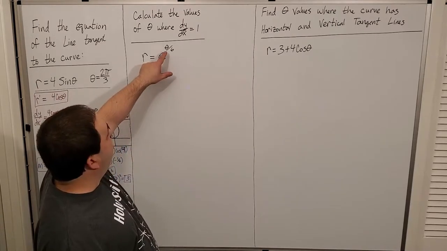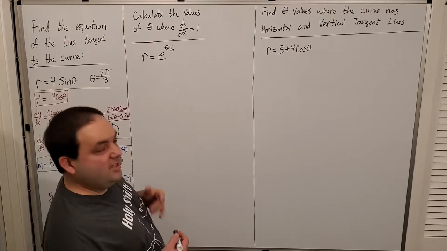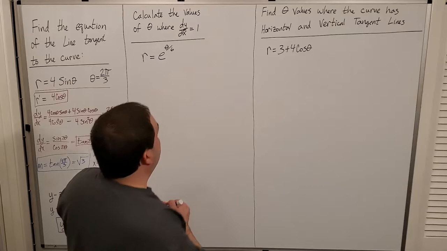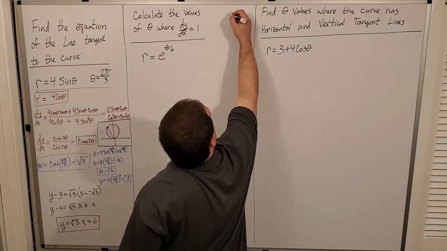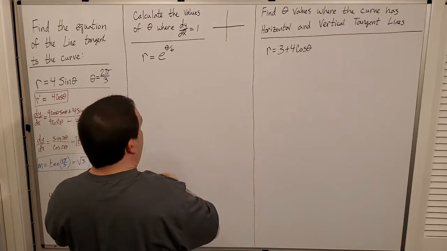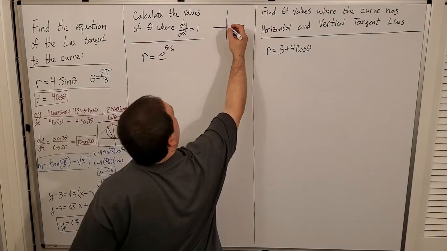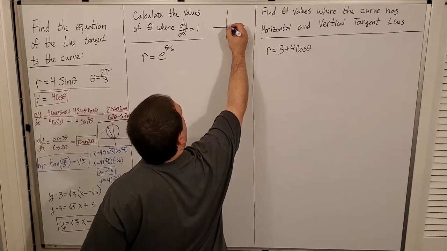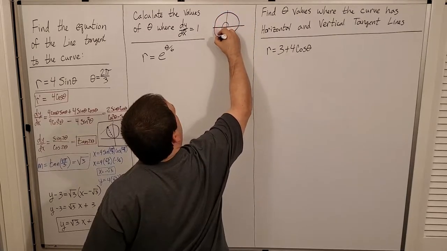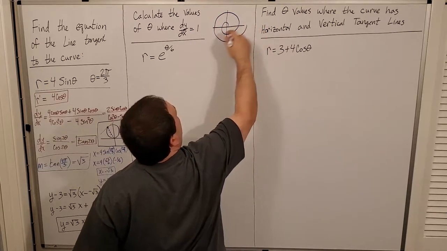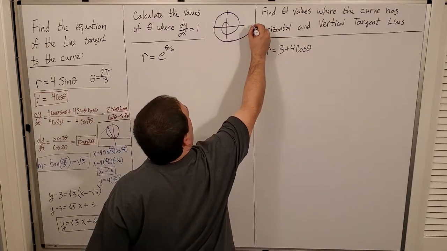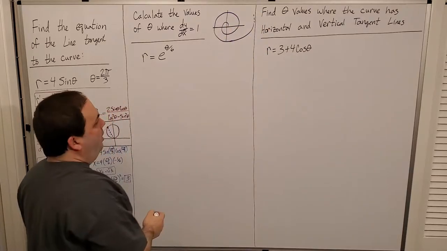r equals e to the theta over 6, like this is a spiral graph. And since this is a positive exponent on the e, it's a spiral graph that gets larger as theta increases. So we're looking at a graph that does something like this. Okay? And it keeps going. Of course, I'm not drawing it to scale here. This thing gets really large, outward and outward and outward.